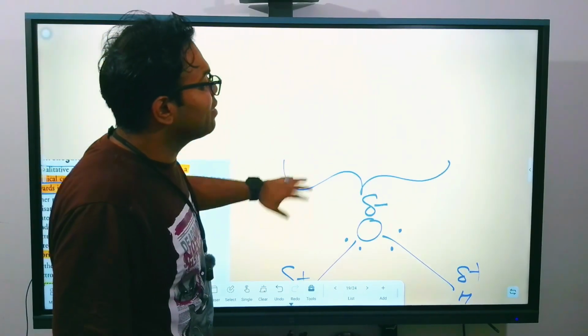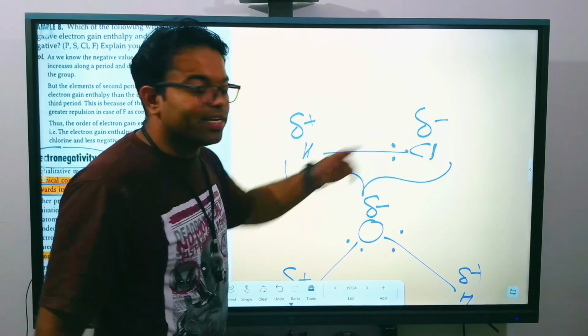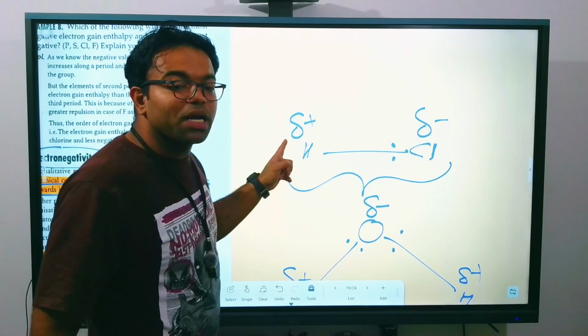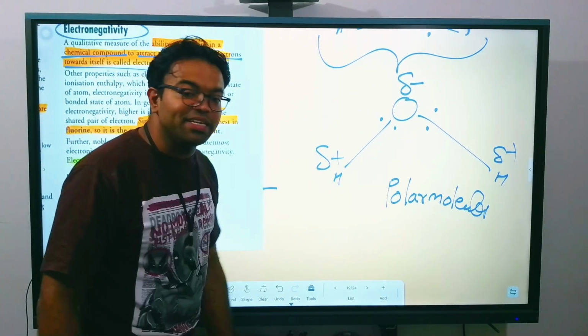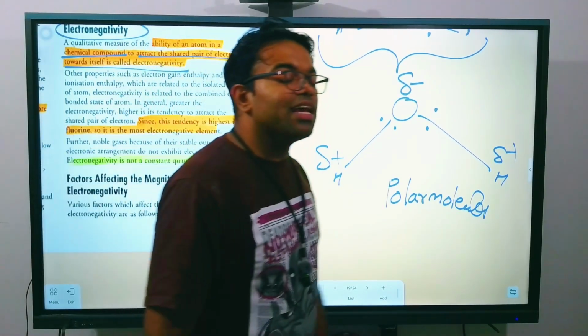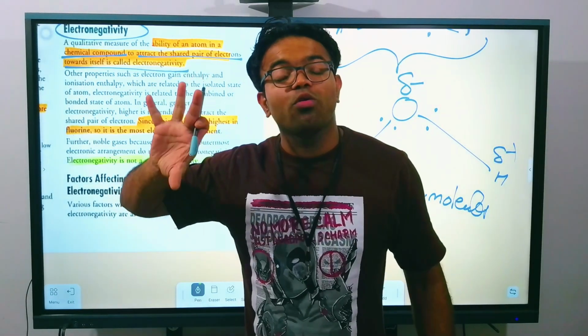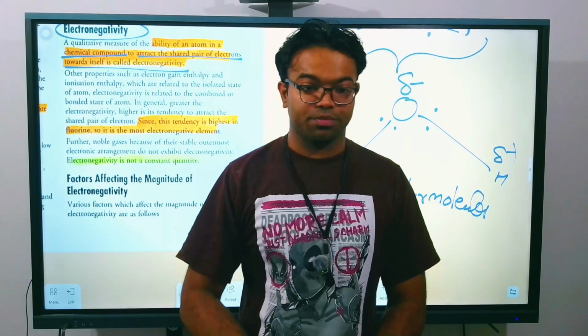Understood? You can see that it has a positive delta and a negative delta. The magnitude is the same in both cases. Only one is becoming positive, the other is becoming negative. That is what polarity actually means. We will learn more about this in the next chapter, where we will learn something known as the covalent character of ionic bonds.